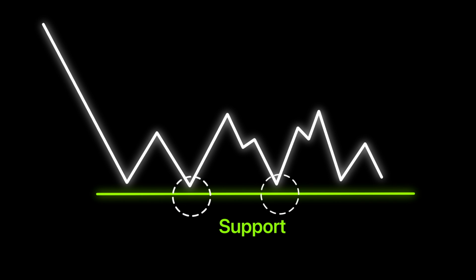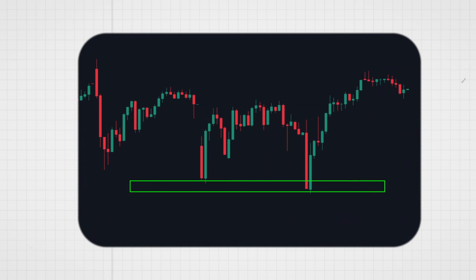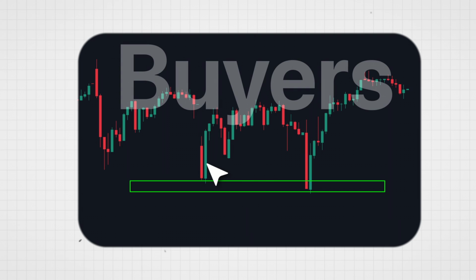What are support and resistance? Support is a price level on the chart where a downtrend is expected to pause due to a concentration of buying interest. When the price hits support, buyers tend to step in, preventing the price from falling further. Think of support like the floor in your house. It catches you if you fall.